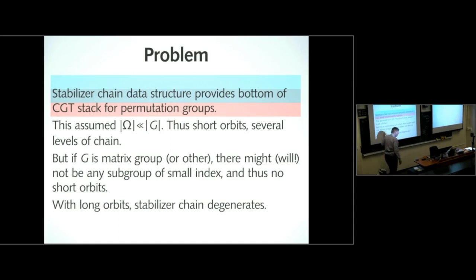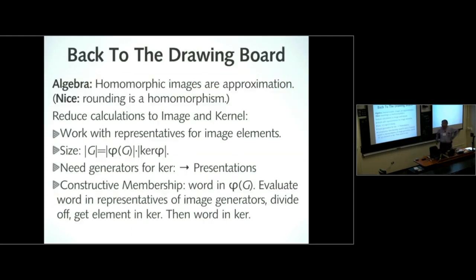It will fail horribly because there is no subgroup of small index, so there cannot be any action with a short orbit. And if the orbits are long, the stabilizer chain degenerates to a single layer or just 2 layers or so, and we don't really have a divide and conquer algorithm. So let's go back and look at a different approach which uses a little bit more of algebra.